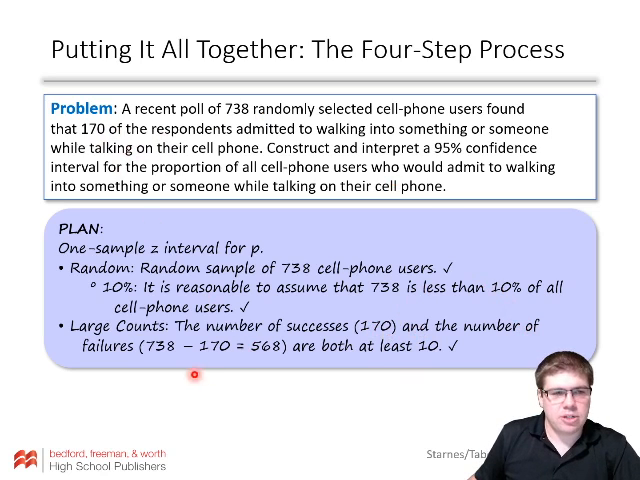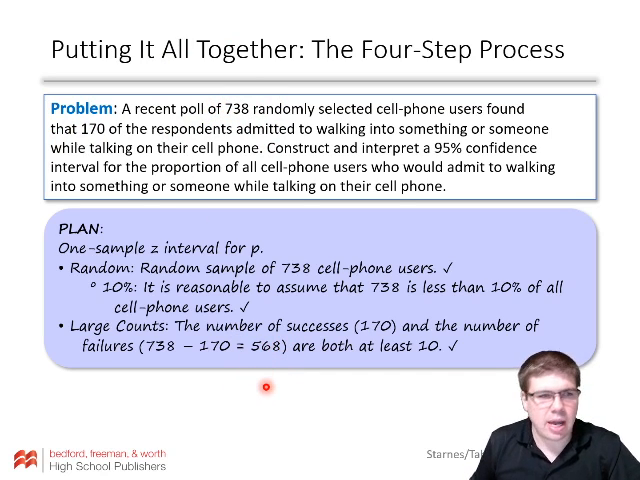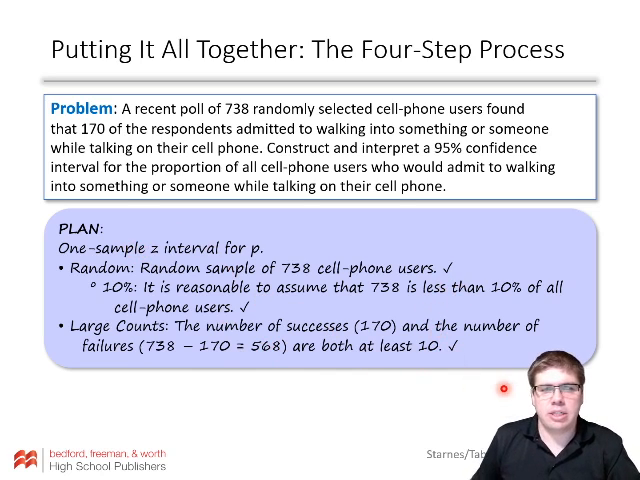And the number of failures, if you do 738 minus that. So you can check it this way. You could also do n times 1 minus p if you prefer. 738 times 1 minus 170 over 738. Turns out you'll get 568 that way as well. So you can check that either way. But all three conditions check out, so we're ready to move on and actually do the thing.